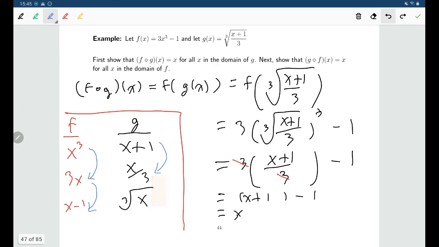So not a huge surprise here that f composed with g and g composed with f both in a sense lead us to the same result. g in a way is undoing everything that f does, and f in a way is undoing everything that g does. But again, we'll talk a lot more about that in a future section.